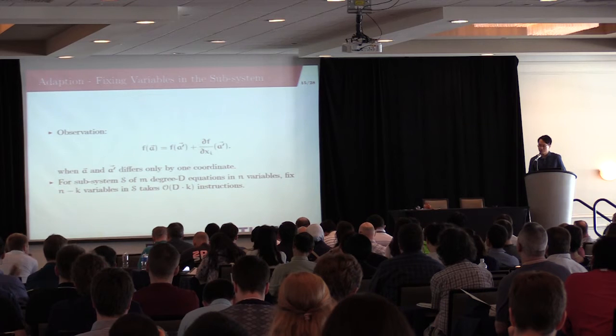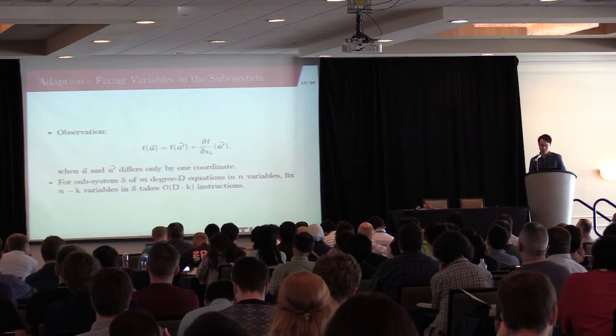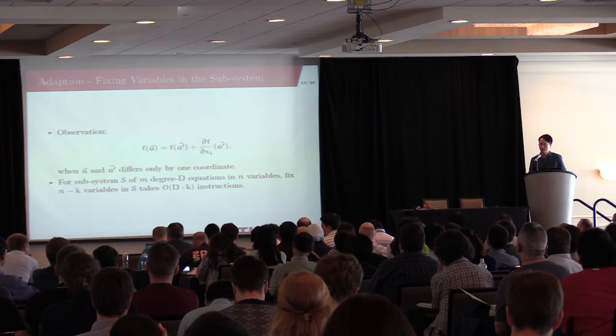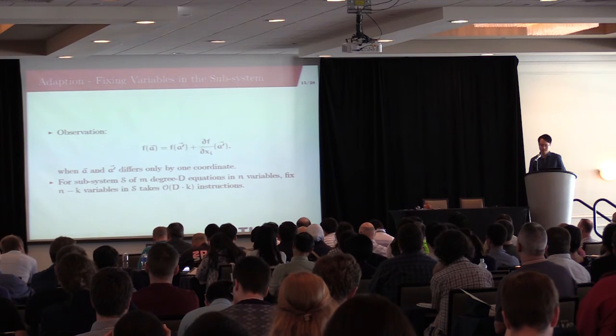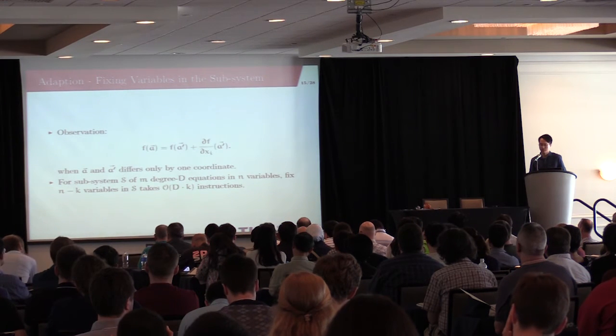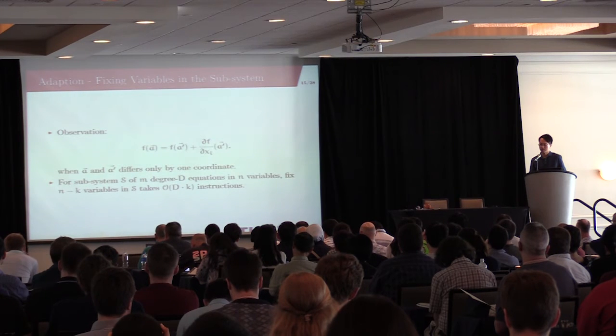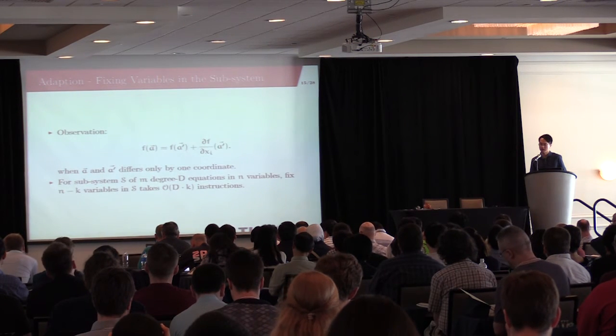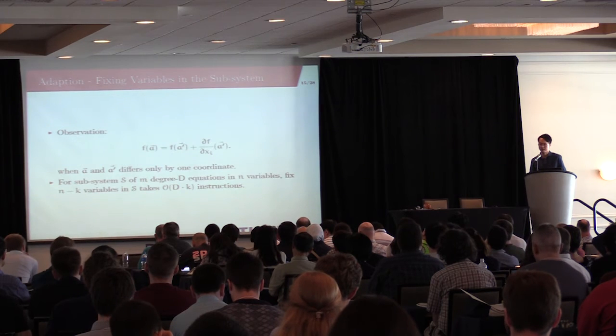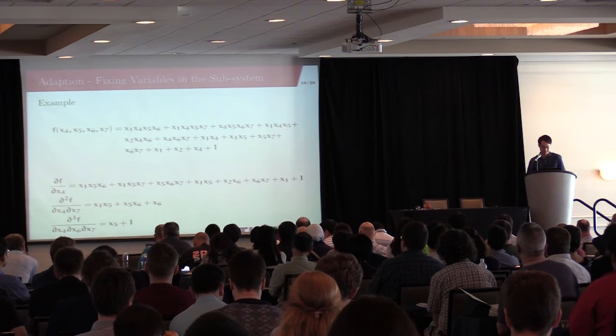And as we will show later, by doing so, we will be able to compute the function f at the point a in D times K machine instructions, where D is the Macaulay degree and K is the number of variables that we would like to keep.